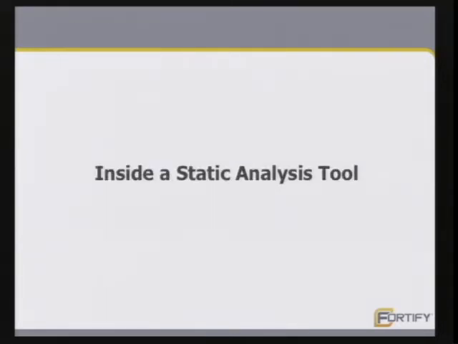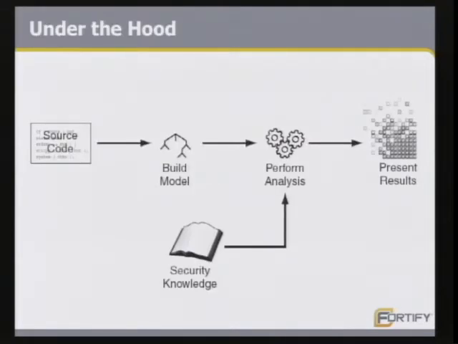So let's talk about the implementation, or the inside of a static analysis tool a little bit. Most tools share these architectural components in common. They accept source code in the front end, they build some model of the program from that source code, and then they perform one or more types of analysis on it with some rules that tell it what to look for, security knowledge. And out the other end of this analysis, bringing the model together with the rules, comes a set of results that the auditor or developer needs to review.